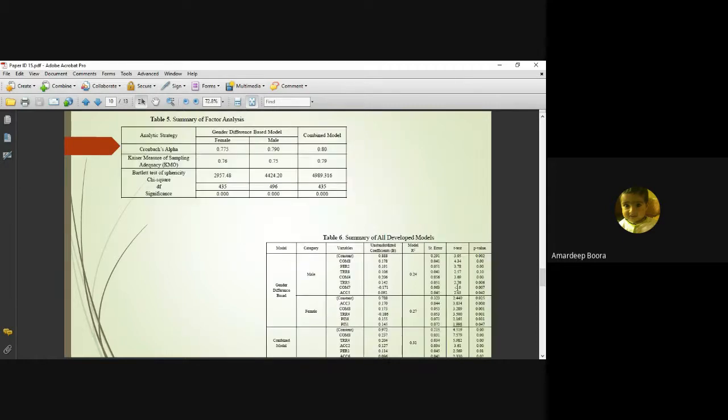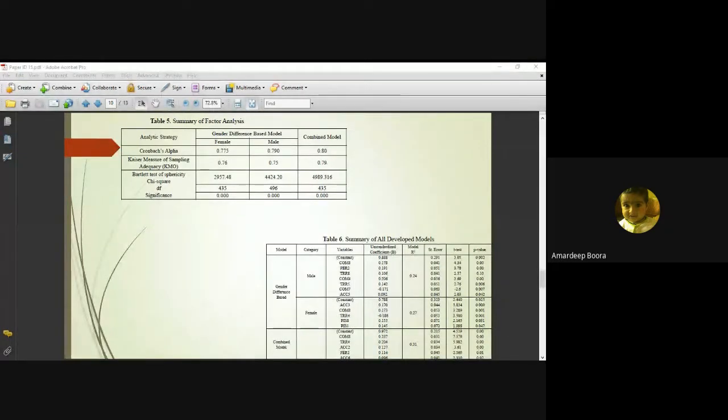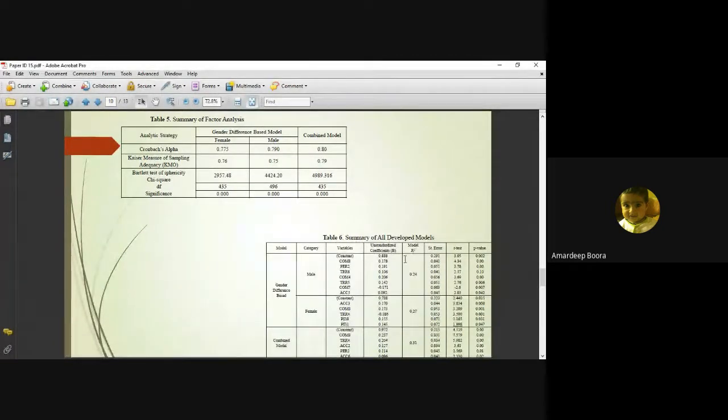And in table 6, on the basis of the importance rating, you can see the different parameters mentioned here. In the case of the male category, PER2 and TRR8 are the parameters giving more importance, so if we implement those, walkability will improve.